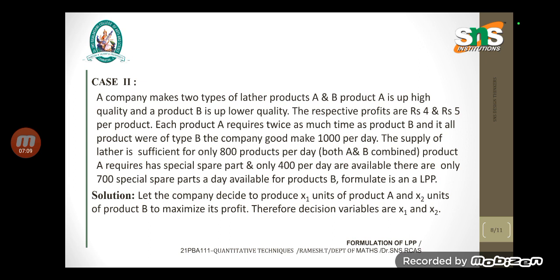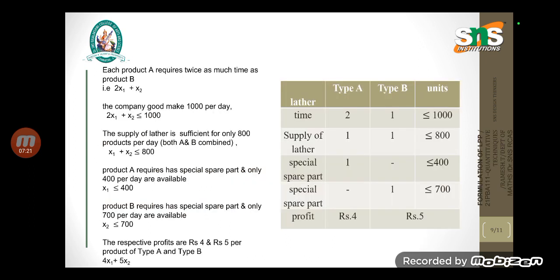So how do we formulate this? First, the company decides to produce x1 units of product A and x2 units of product B, for what purpose? To maximize its profit. Therefore, the decision variables are x1 and x2. From this table, we conclude as follows. First, we write type A and type B. Type A profit is rupees 4, type B profit is rupees 5.